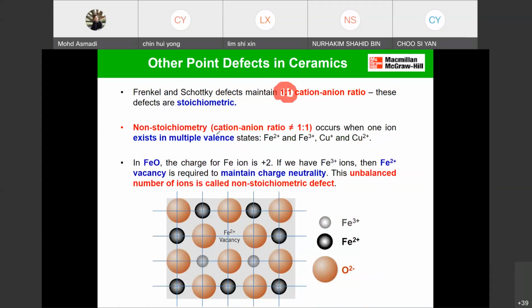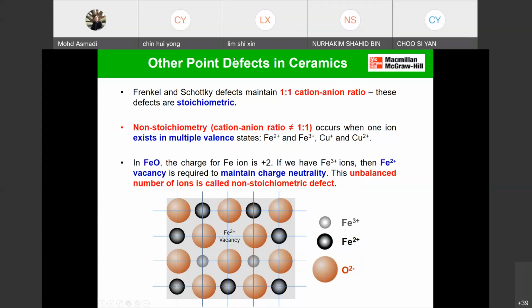Non-stoichiometry, cation and anion not 1:1, occurs when one ion exists in multiple valence. Meaning that if you look at here, this one is O2 minus, right? This one is Fe2 plus. This one is Fe3 plus. If we calculate how many, 1, 2, 3, 4, 5, 6, 7, 8, 9, 10. So we need another vacancy to balance the number of ions. That's why there is a vacancy here for the Fe2 plus. If you calculate with the vacancy, it's going to be balanced in terms of the number of ions. But in terms of stoichiometry it is not the same; the ratio is not 1:1. Because the main purpose is to maintain the neutrality, or balance the number of ions.